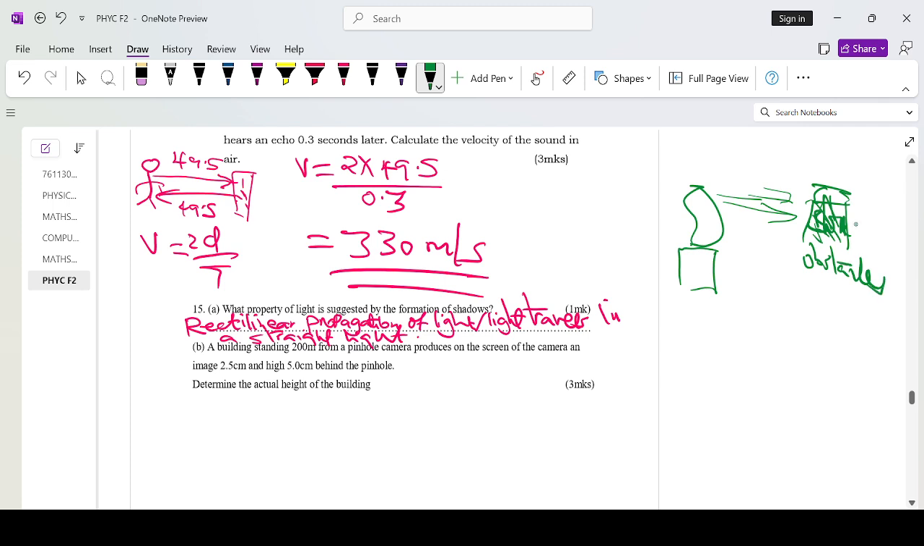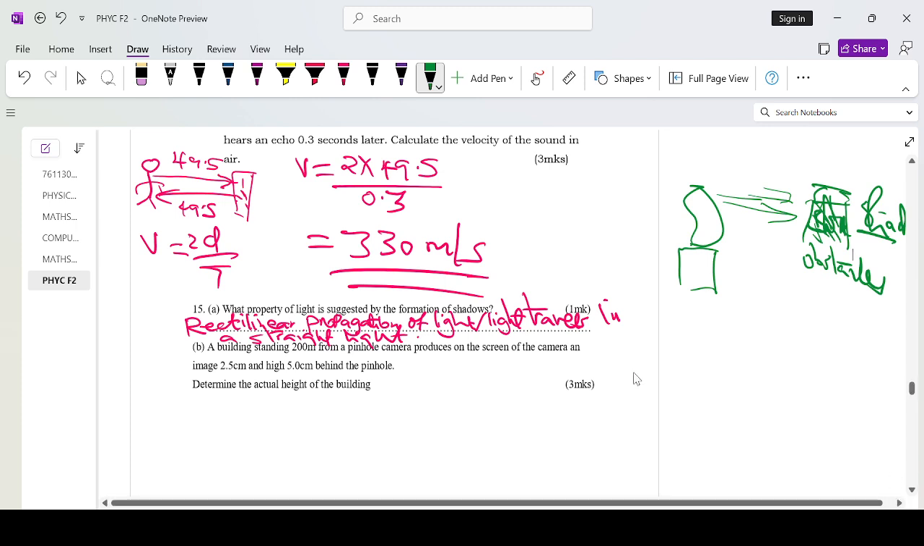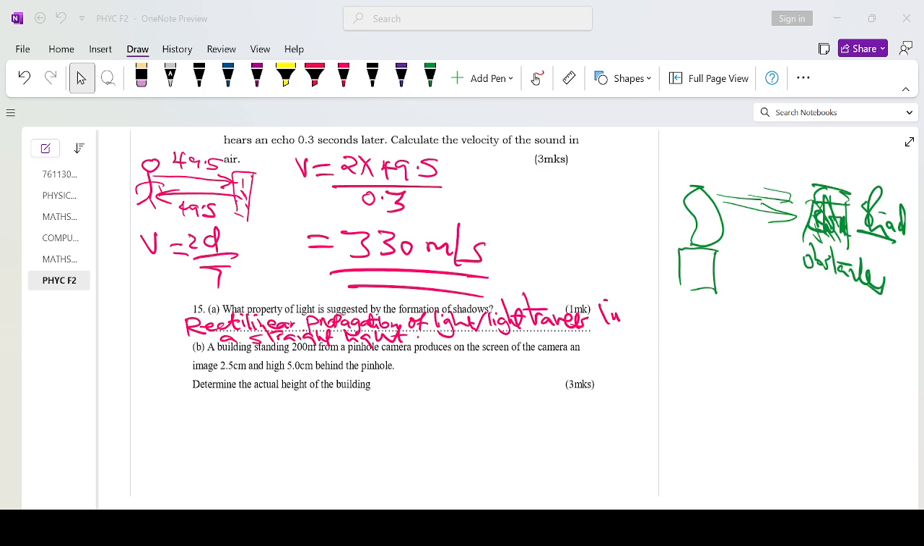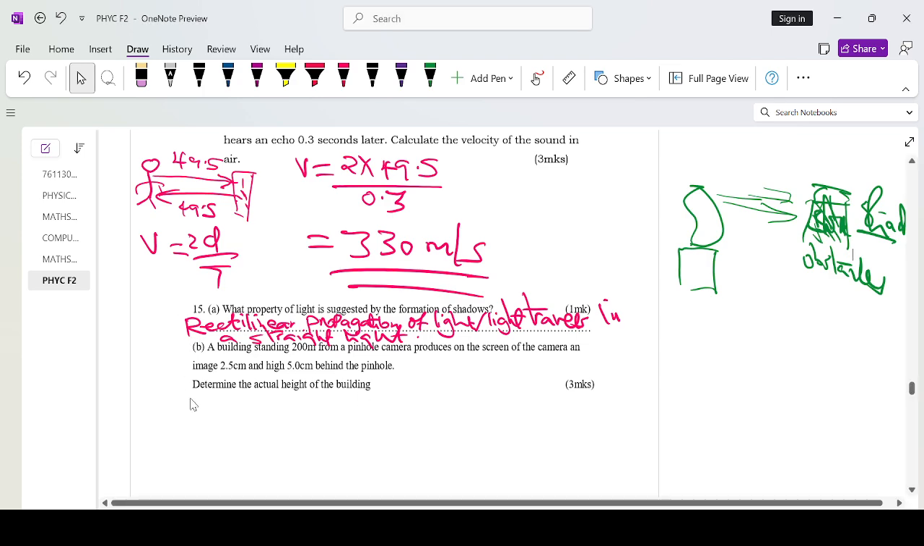It will not be able to penetrate, therefore it will result in formation of a shadow behind. So what is the essence? Light traveling in a straight line, and the property which suggests light travels in a straight line is called the rectilinear propagation of light. So learners, you should be able to relate such examples.